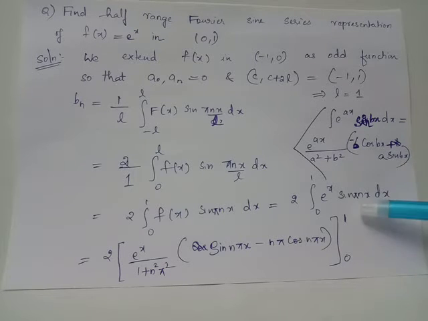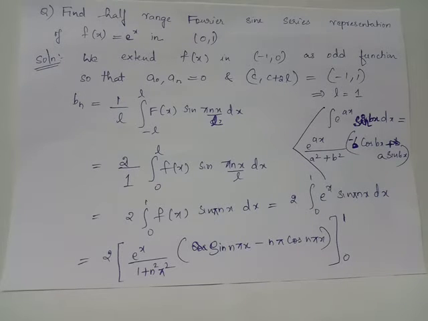In order to integrate this kind of functions, we have the general formula: integral e raised to ax sin bx into dx equals e raised to ax upon a square plus b square multiplied by a sin bx minus b cos bx. Here we have a equals 1 and b equals n pi. Using this RHS, we will get this integral equals e raised to x divided by 1 plus n square pi square multiplied by sin n pi x minus n pi times cos n pi x, to which we will give upper and lower limits x equals 1 and x equals 0 respectively.